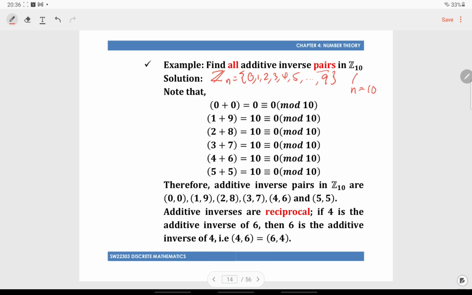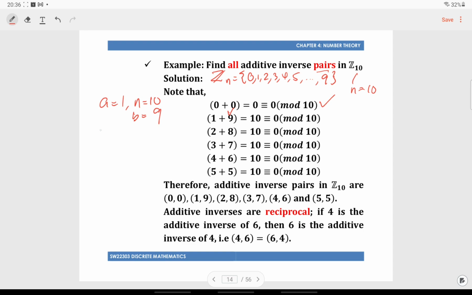The question asks you to find pairs. So we start from 0. 0 plus 0 equals 0, and 0 is congruent to 0 mod 10. So the pair for 0 is 0. How about 1? For 1, we let A equal 1 and n equal 10, so B equals 10 minus 1, which is 9. So the pair for 1 is 9 because 1 plus 9 equals 10, which is divisible by 10 and congruent to 0 mod 10.